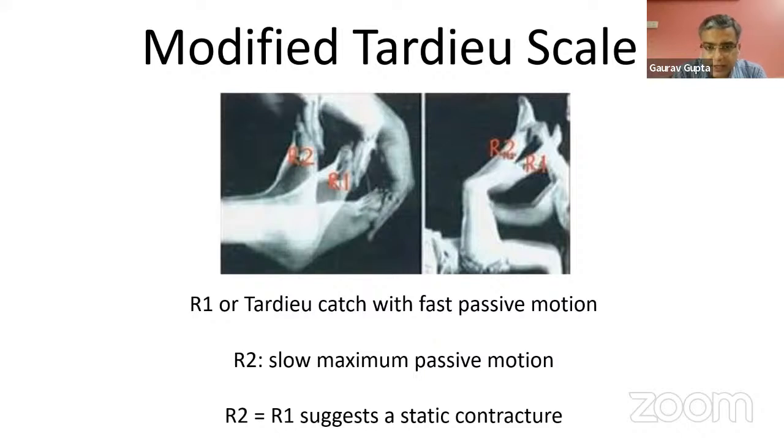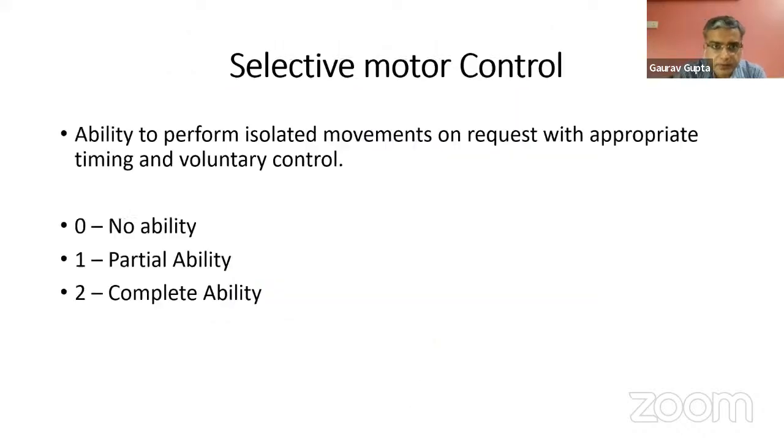Here, if we have a dynamic contracture and we have a gap in R1 and R2, we can use physiotherapy and Botox. But if it's a rigid contracture and there is minimal or no gap between R1 and R2, that tells us that it's a static contracture, and Botox and physio will not help. We need to do some soft tissue surgery. So that is how these scales help.